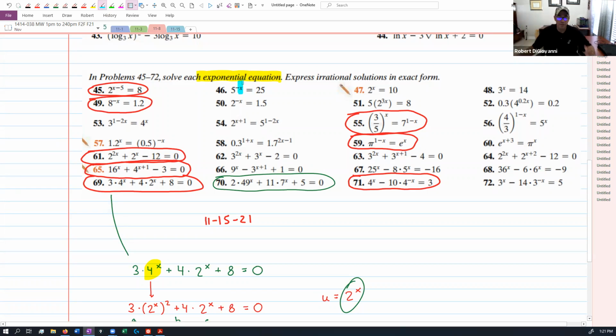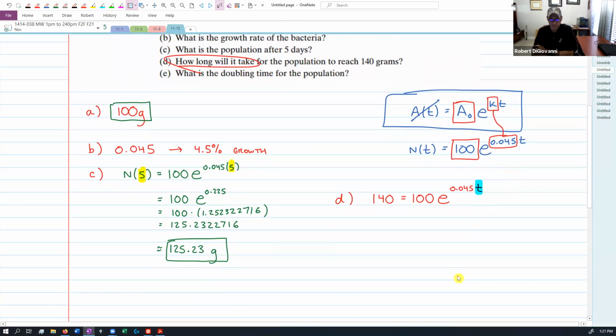How do we do it? So hopefully this is not too foreign to you when you look at it. We're going to first try and isolate the thing that's being raised. So I'll divide both sides by 100 first. This should give me 1.4 equals e to the 0.045 t. And then from your homework, how do we do this? If we've got that thing isolated, what do we do now?